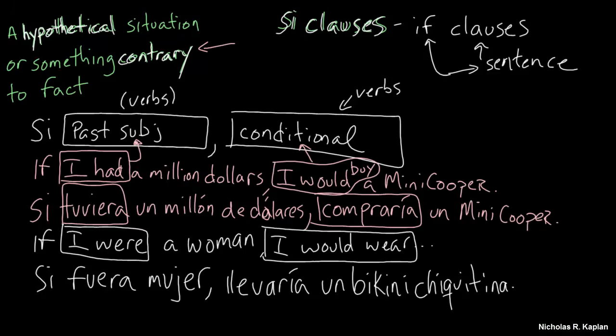I don't know if I would really wear a bikini chiquitini, but I don't have to worry about whether or not, because I'm talking about something that is contrary to fact and more than likely is not going to happen. Alright, si clauses, if clauses, fancy way to say if statements. All you need is a si. You need a verb and another verb. Don't forget your comma. Make some, say some, try some. Suerte.